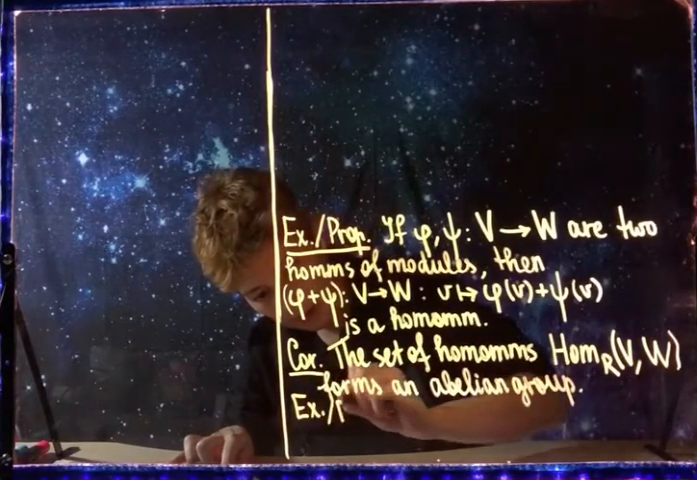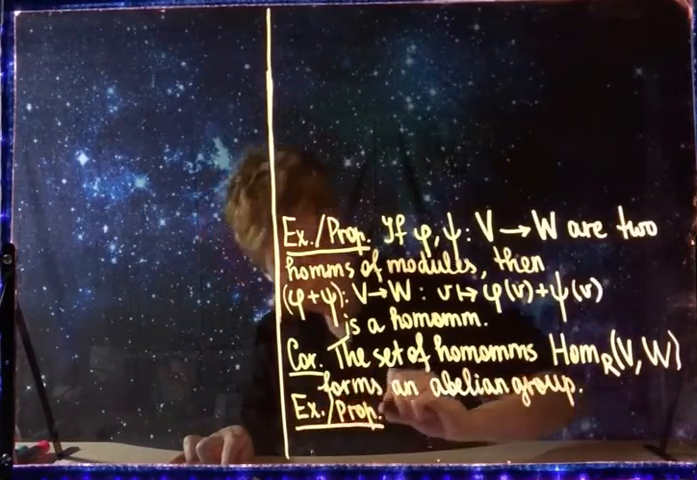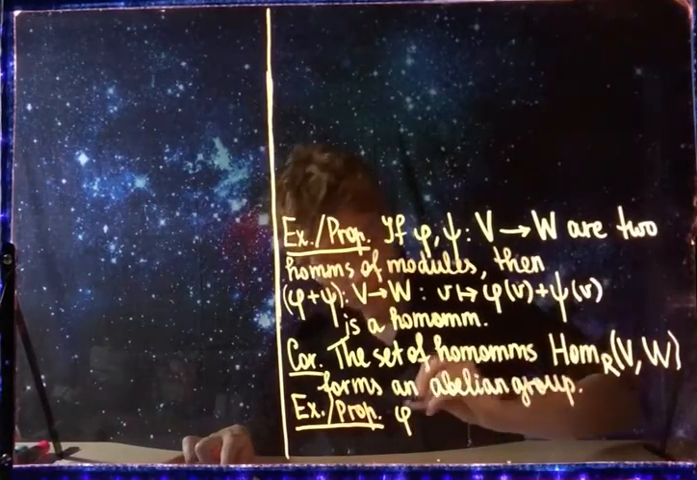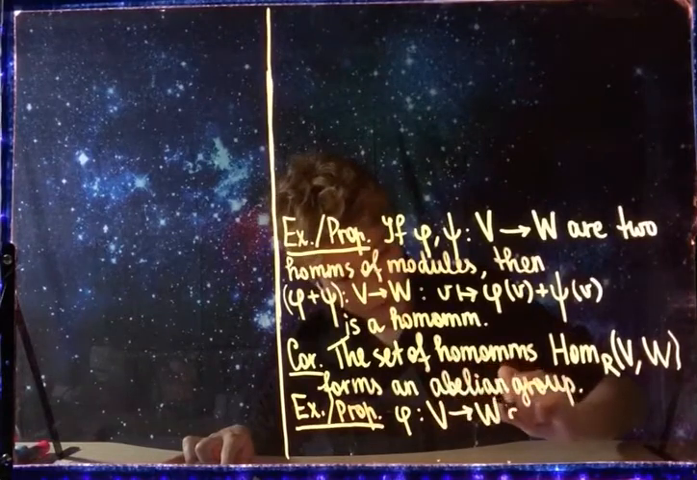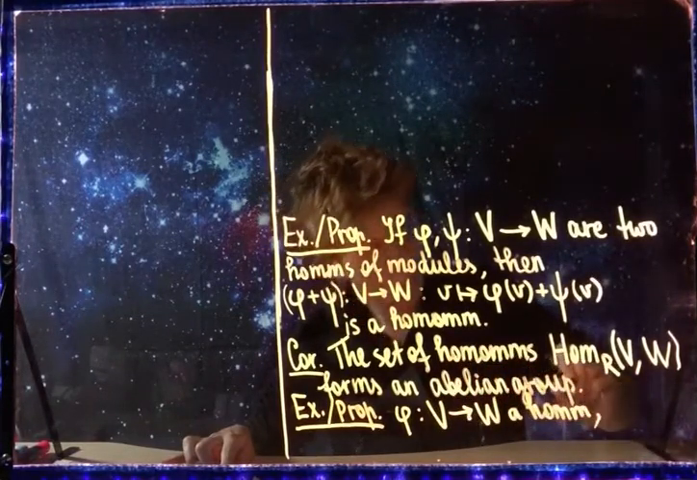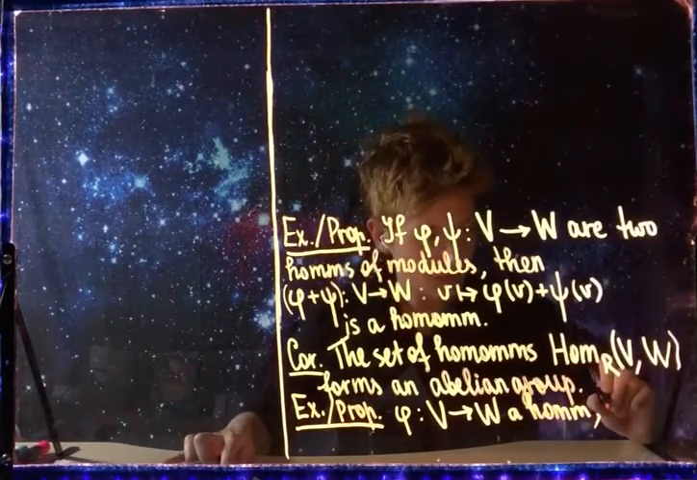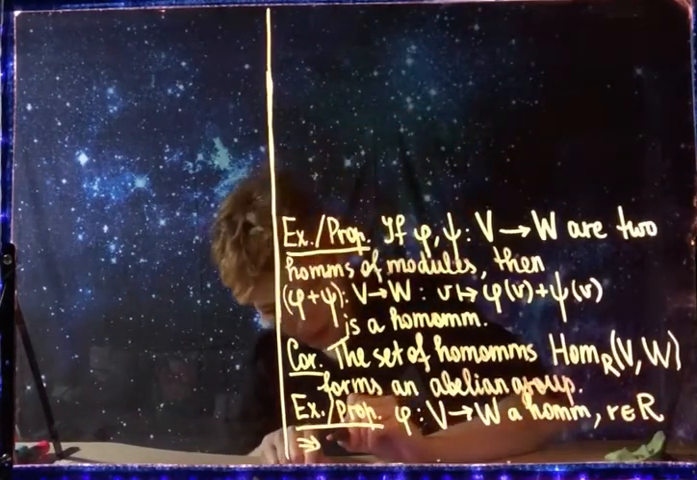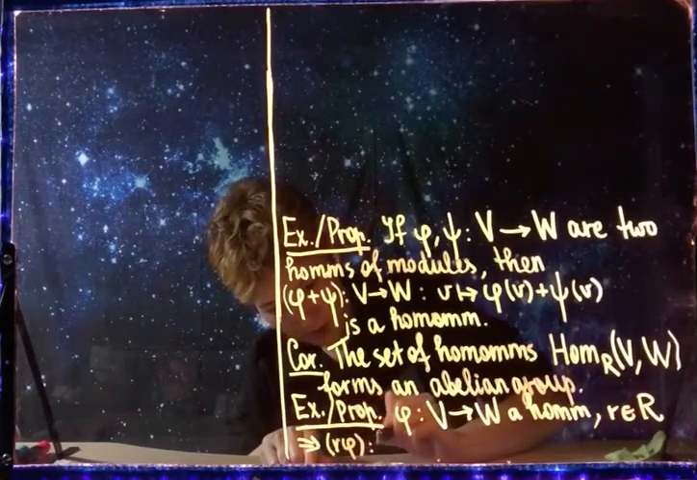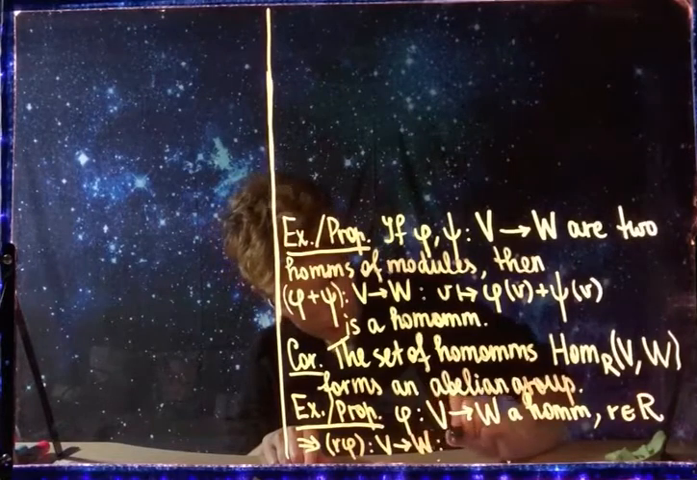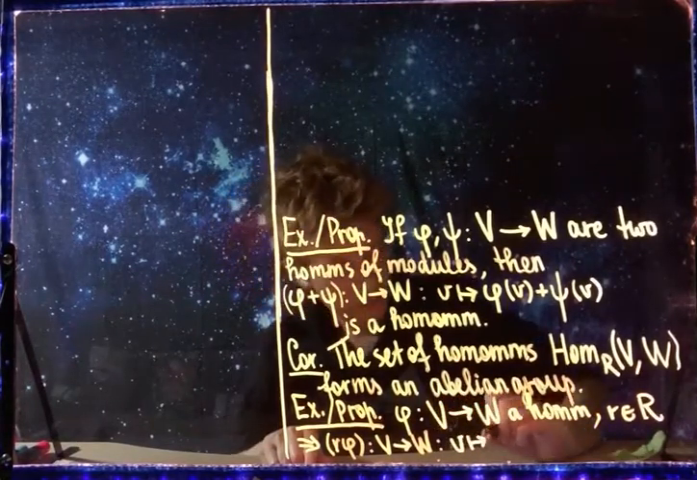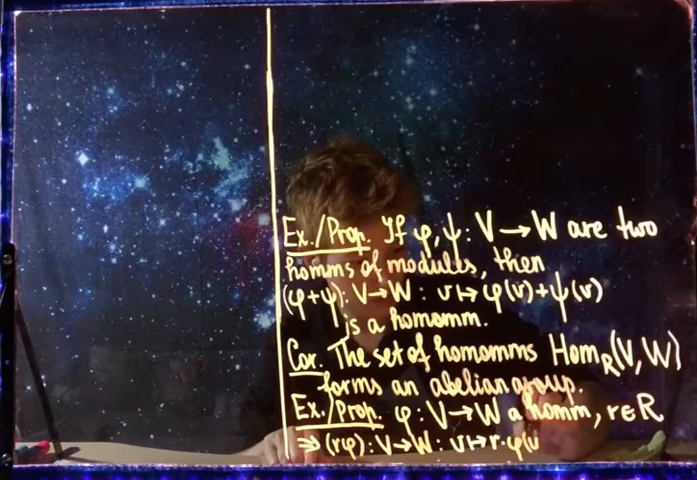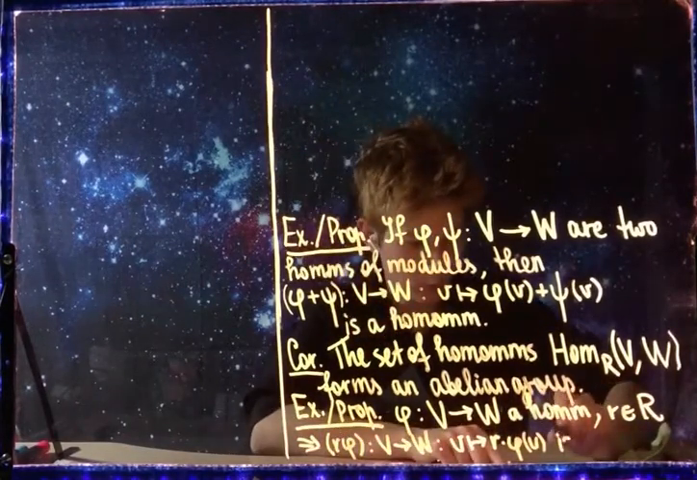So example / proposition. If we have a homomorphism phi from V to W, and let's say that r is an element of our ring R, then r times phi from V to W, that sends v to r times phi of v, is a homomorphism.